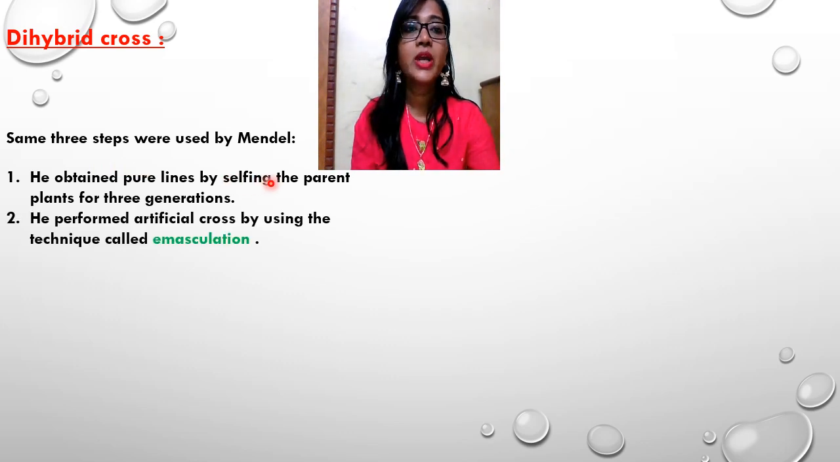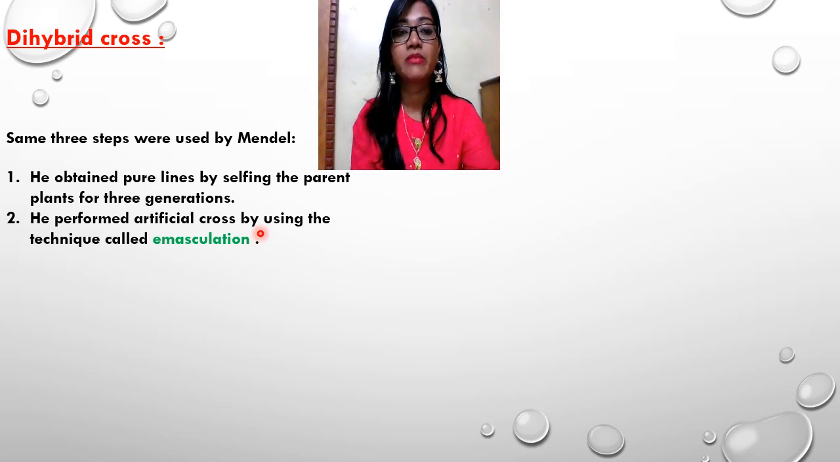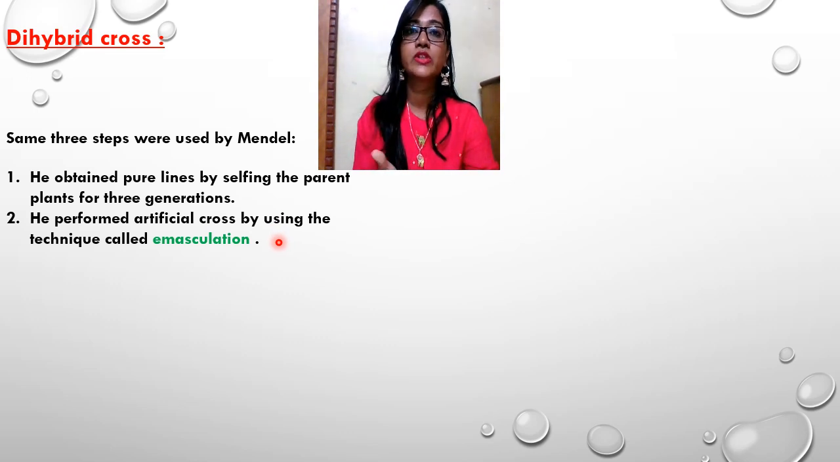What is the next step? He performed artificial cross by using the technique called emasculation. We have already discussed emasculation in detail by considering the structure of the flower of the pea plant. In emasculation, the male pollen grains are cut off by an artificial method, using scissors or forceps. By this emasculation process, the artificial cross was carried out. If you want to understand artificial cross or emasculation in detail, just listen to the previous lecture.